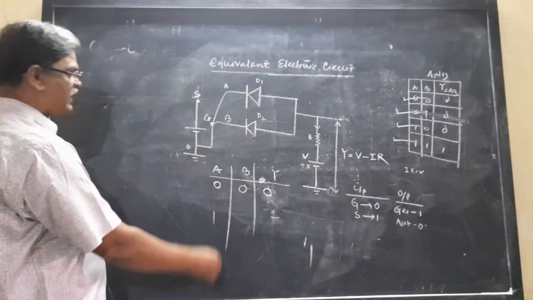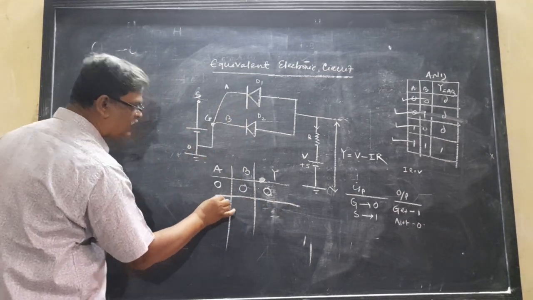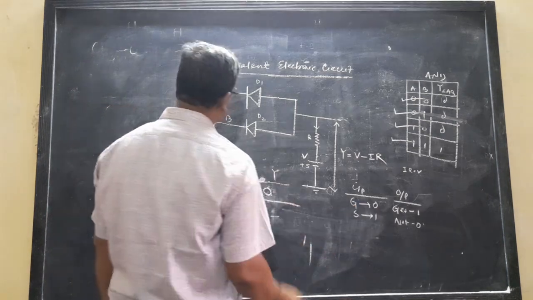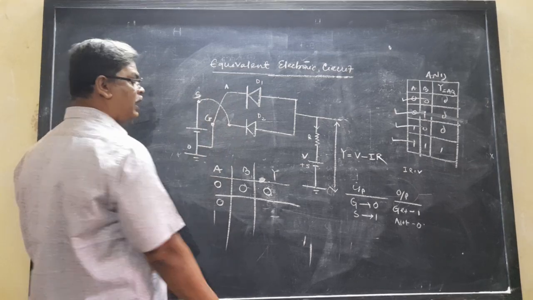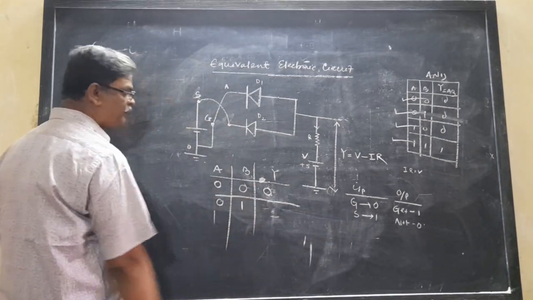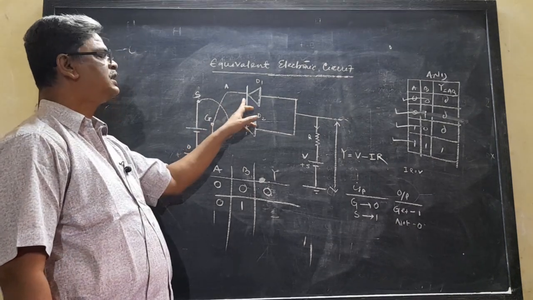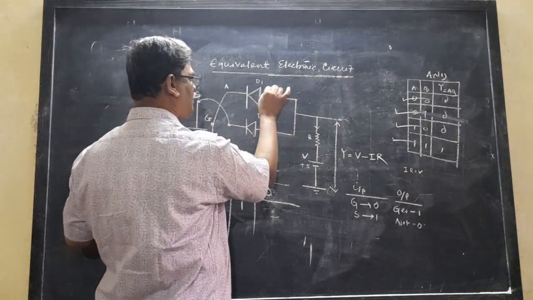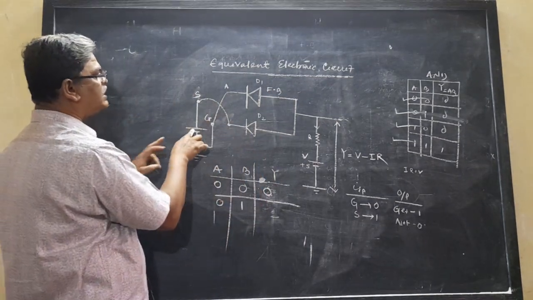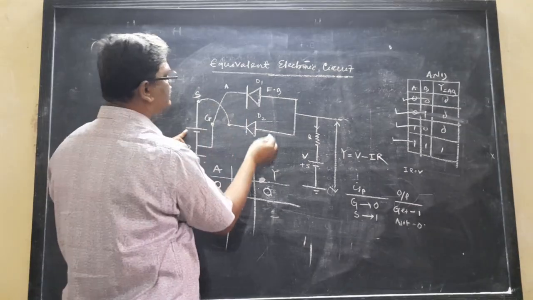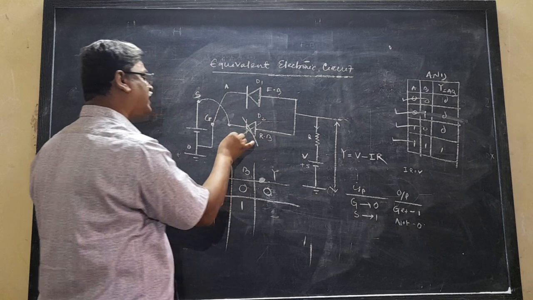Then second, if A is connected to Z, then Z has connection 0 and B is connected to S. B is connected to S, the connection value is 1. Then see, when A is connected to Z, that diode is forward bias. But this is connected to the higher potential. N is connected to the higher potential. This is reverse bias. If it is reverse bias, it does not conduct.